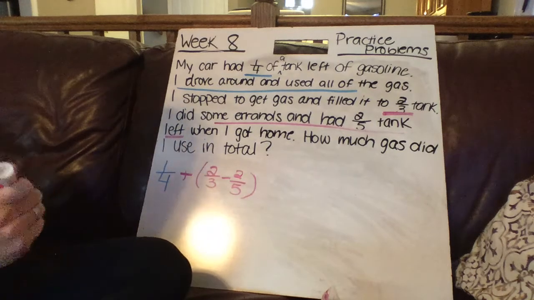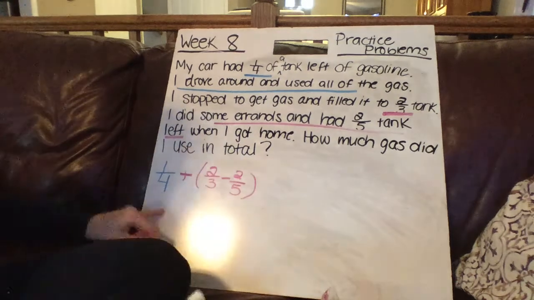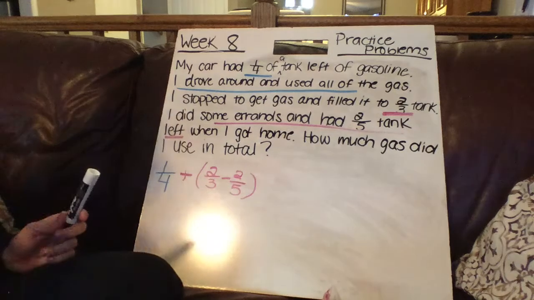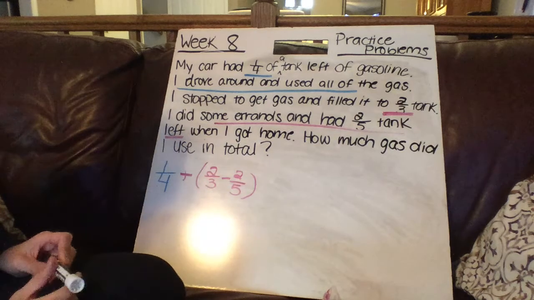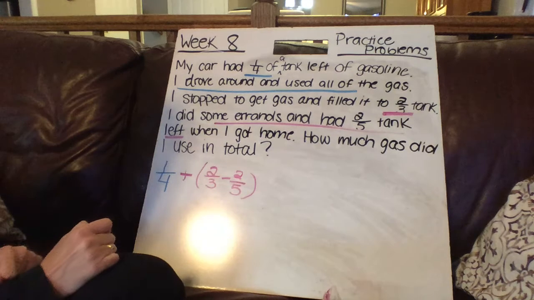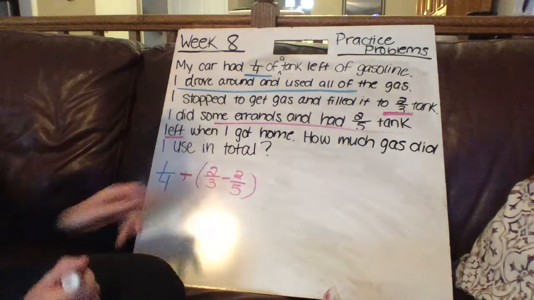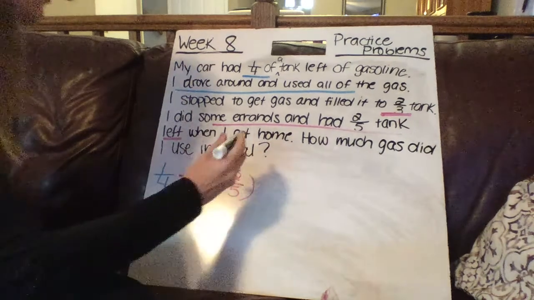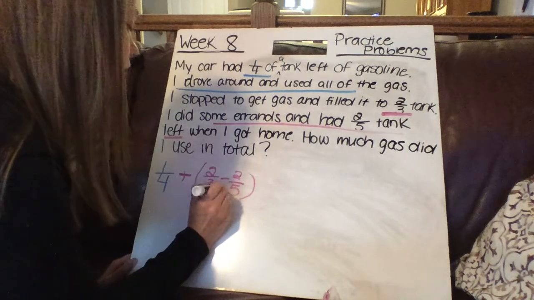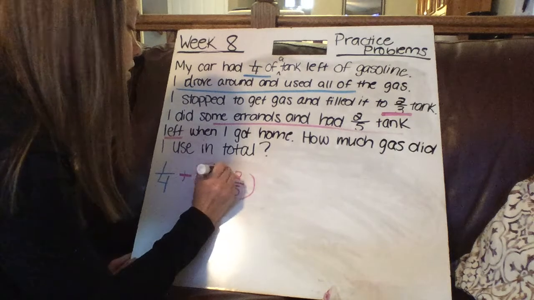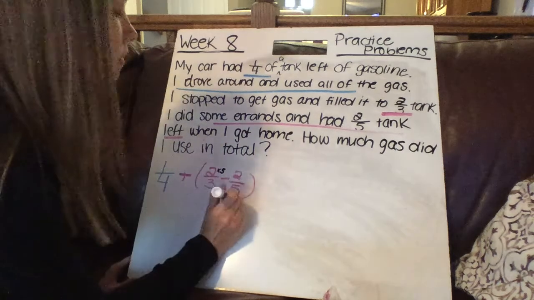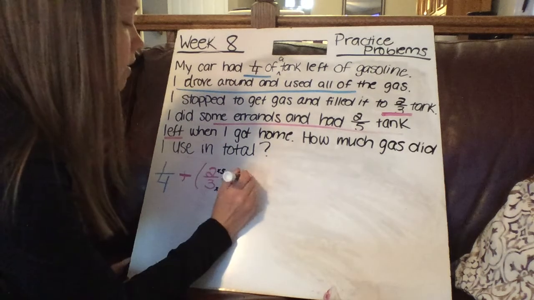Now, if you remember, when we add and subtract fractions, we need a least common denominator. So between 2/3 and 2/5, that's going to be 15. So you can either list out your multiples or you can multiply your denominators together. So I'm going to have times 5. What I do to the denominator, I must do to the numerator, times 3.